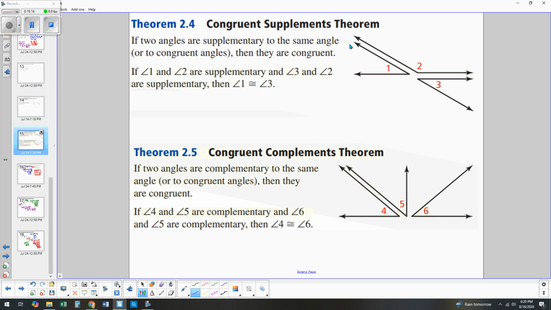And that makes sense, because let's say we knew angle 1 was 20 degrees, and 1 and 2 are supplementary, making this 160 degrees. If I also know 2 and 3 are supplementary, that would have to make 3 20 degrees, automatically making those congruent. And then the same thing works for the congruent complements theorem. If you know that two angles are both complementary to the same angle, that means they have to be congruent to each other. And that is section 1.6.